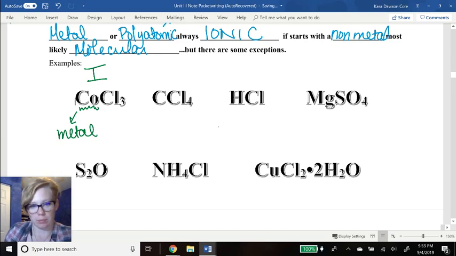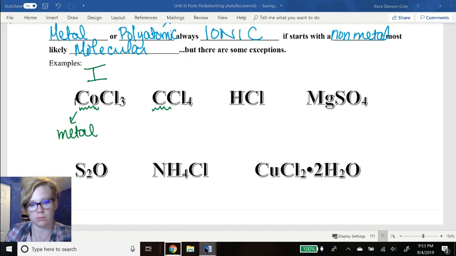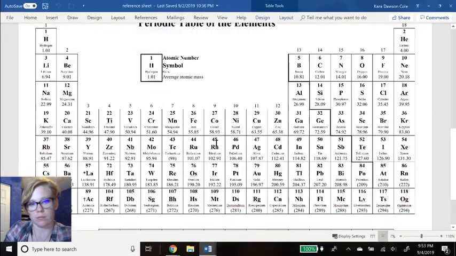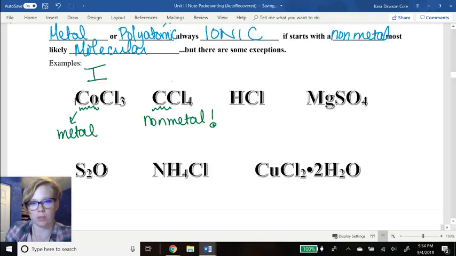The next example I have is CCl4. Again, go to my periodic table. I've got carbon right here. It is a nonmetal because this is where the metals are separated from the nonmetals, that little staircase right there. So carbon is definitely a nonmetal, so this is molecular.